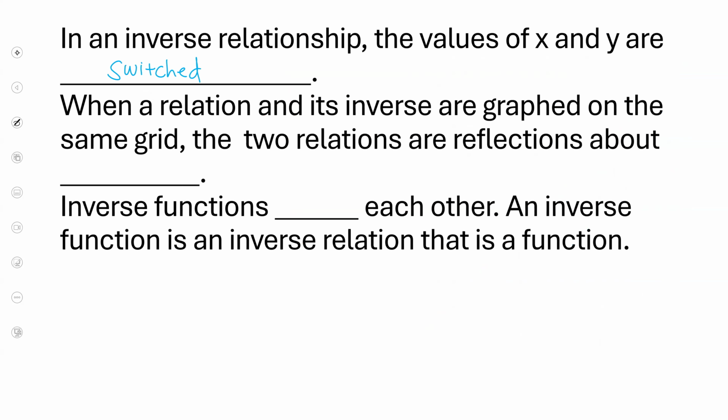Just like we did in the table, we switched the X's and Y's to get the inverse. When a relation and its inverse are graphed on the same grid, the two relations are reflections about where? Y equals X. We just saw that. Inverse functions undo each other.